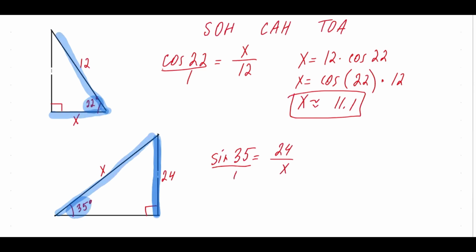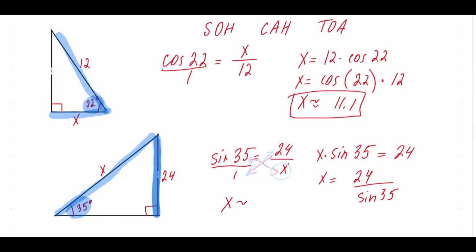You can use cross product and write that sine of 35 times x equals 24, and then divide each side by sine of 35. I usually use the shortcut. If I see that I have x here, I'm going to multiply these two numbers across and then divide by the number opposite to x.